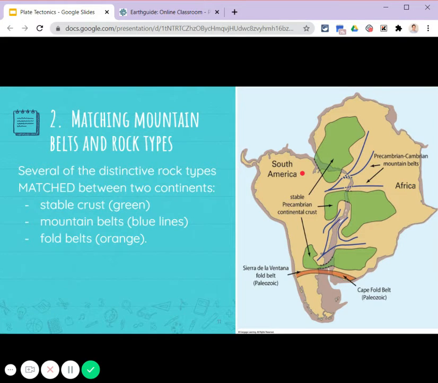So how is that the case? How can they possibly have the same type of rock and the same type of mountain and the same type of folds? The only explanation that Wegener could think of was that they must have been joined together millions and millions of years ago and just separated into their current positions. Okay, so that's evidence number 2.